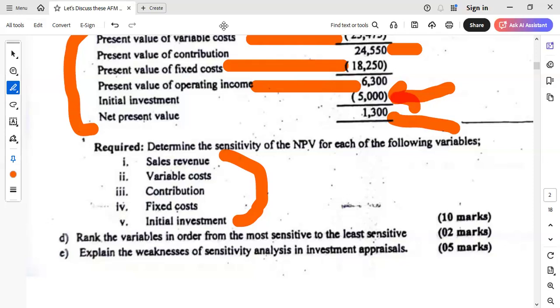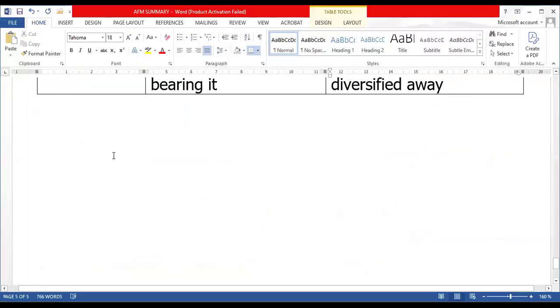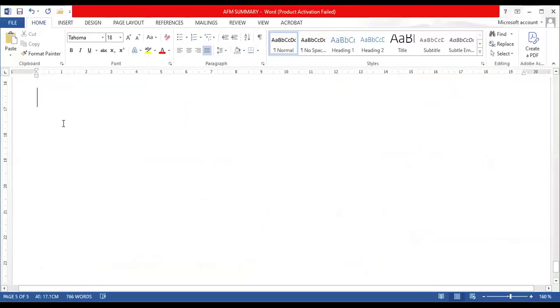Okay, so here you have the question like this. 10 marks. There are sometimes where a lecturer wants his or her students to pass. But of course, lecturers are good. They always want students to pass.